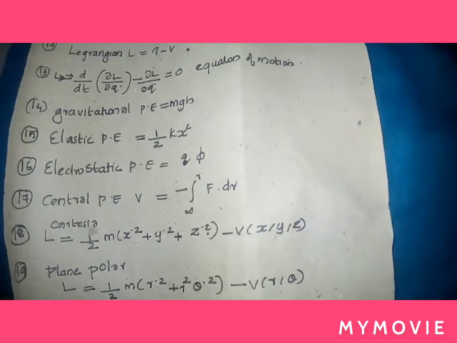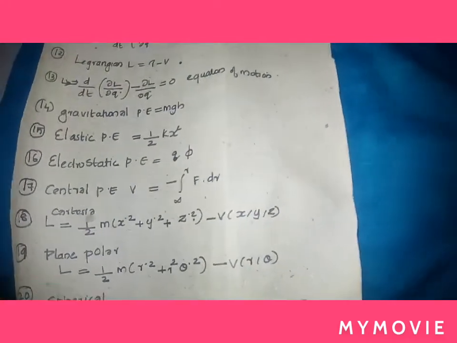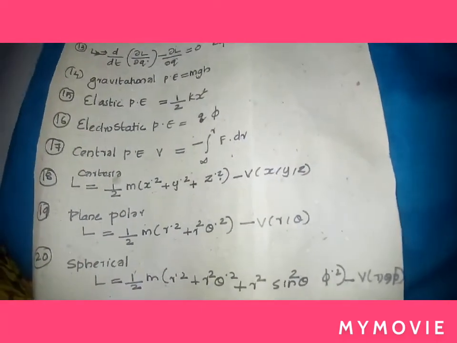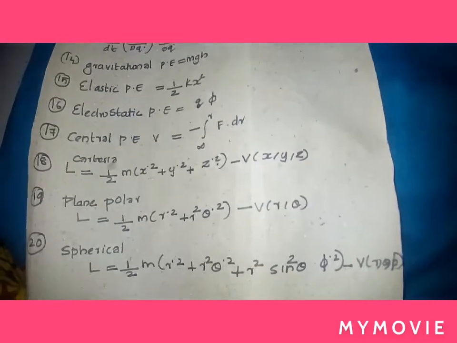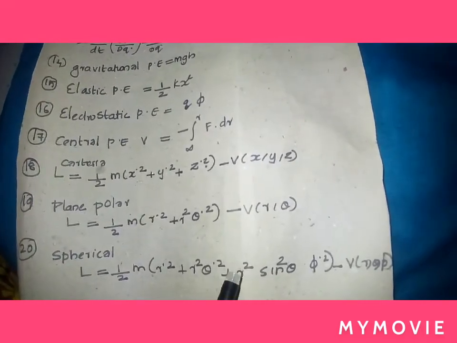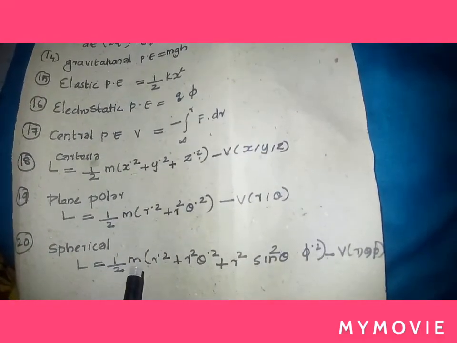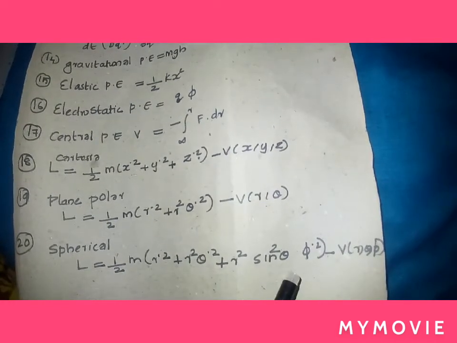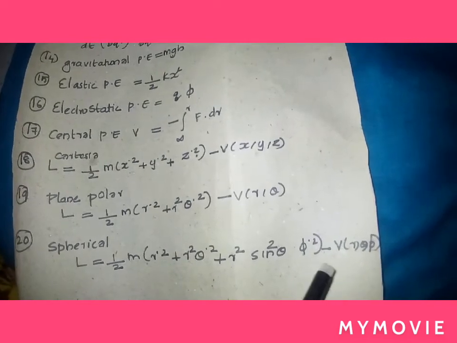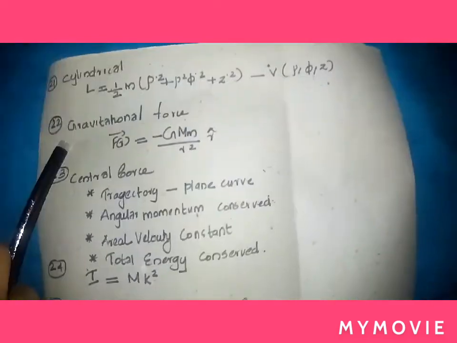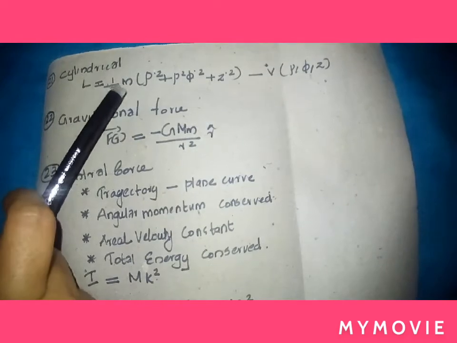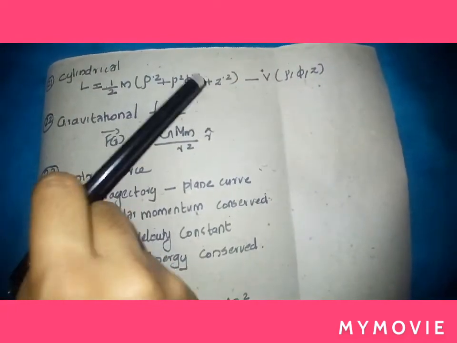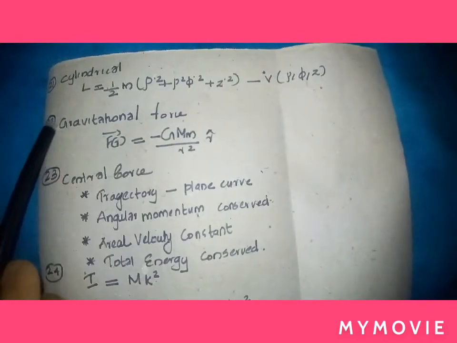Cartesian coordinates: Lagrangian is equal to half into m into (x dot square plus y dot square plus z dot square) minus V of x, y, z. Plane polar: half into m into (r dot square plus r square theta dot square) minus V of r, theta. Spherical: L is equal to half into m (r dot square plus r square theta dot square plus r square sin square theta phi dot square) minus V of r, theta, phi. Cylindrical: L is equal to half into m into (rho dot square plus rho square phi dot square plus z dot square) minus V of rho, phi, z.